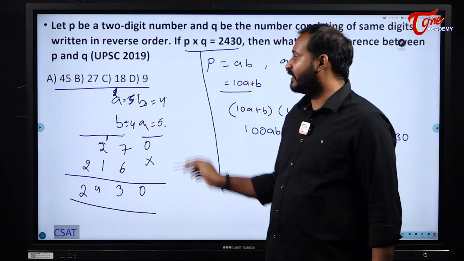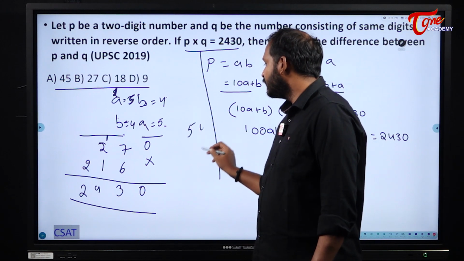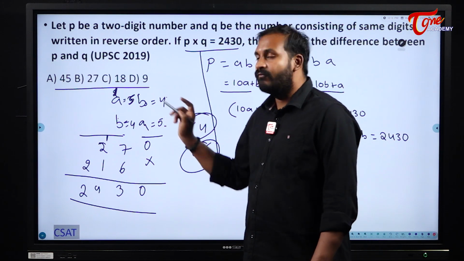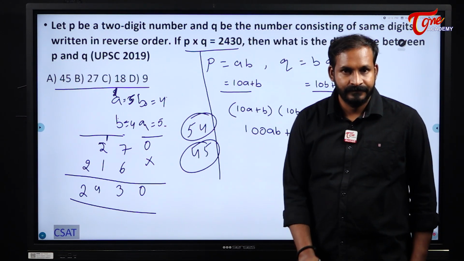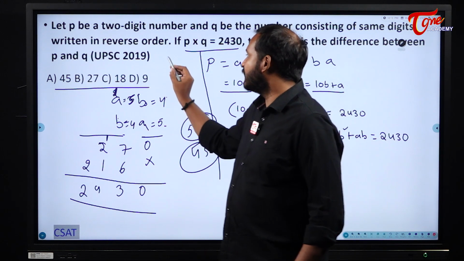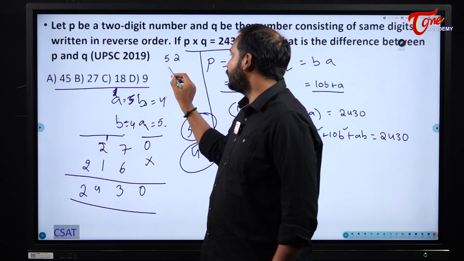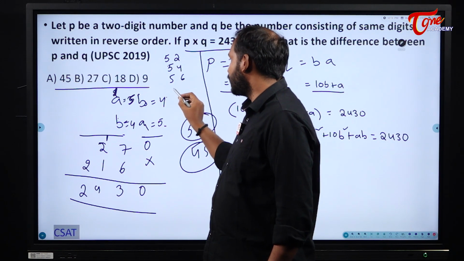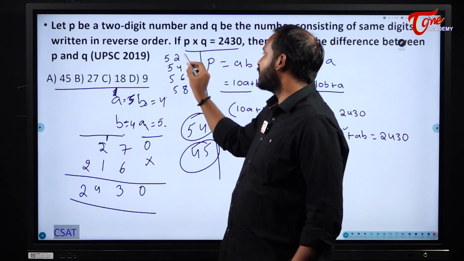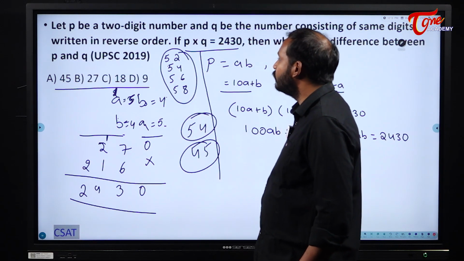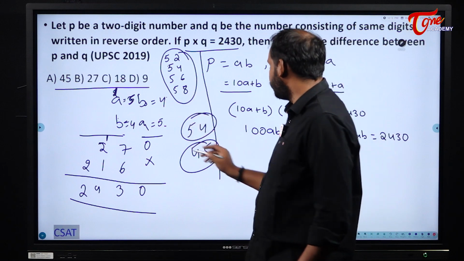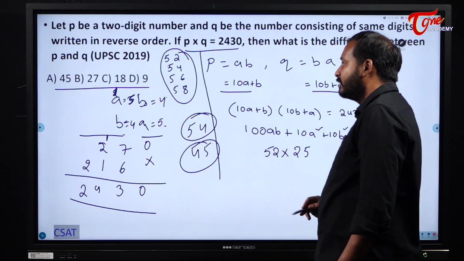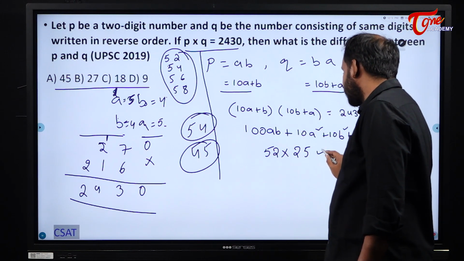So what are the values of AB I can take here? 54 and 45. You should know one basic understanding that one of the digits should definitely be 5 and the other should be an even number. It can be 52 or 54, it can be 56 or 58. These are the chances which we have. Try to multiply any two in reverse order. That means you need to multiply 52 with 25 and check whether it is satisfying or not. If it is not satisfying, gone.